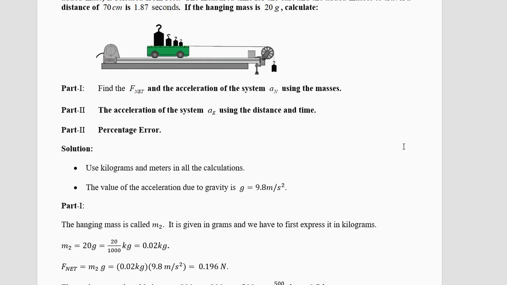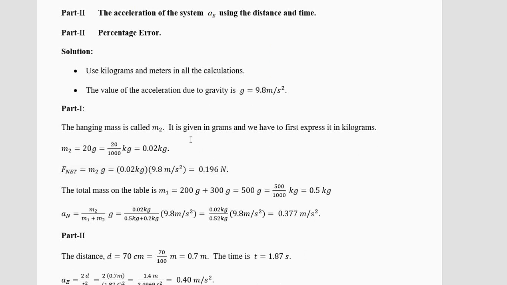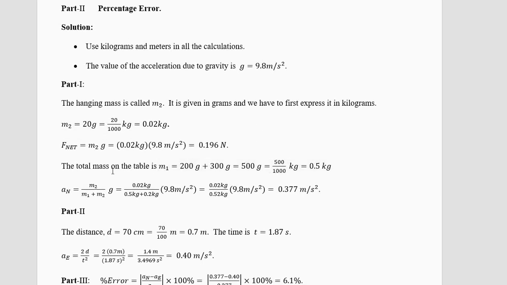Now we have to use kilograms in all the calculations and the value of g is 9.8 meters per second squared. Do not use 10, use 9.8. Now the hanging mass is M2, which is 20 grams. You have to divide by 1000 to get kilograms, 0.02 kilograms. The net force comes from the hanging mass, not from the sitting mass on the table. So the net force is M2 g, which is 0.02 kilograms into 9.8 meters per second squared. Multiply these two numbers, you will get 0.196. And what's the unit for force? Newton. So write capital N.